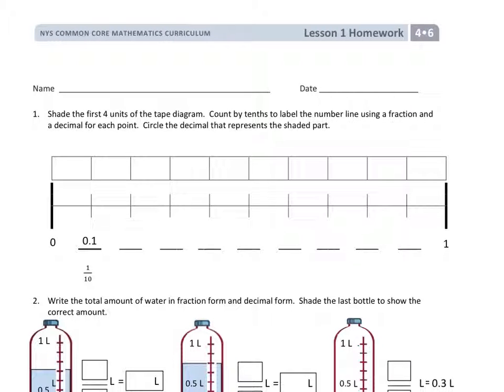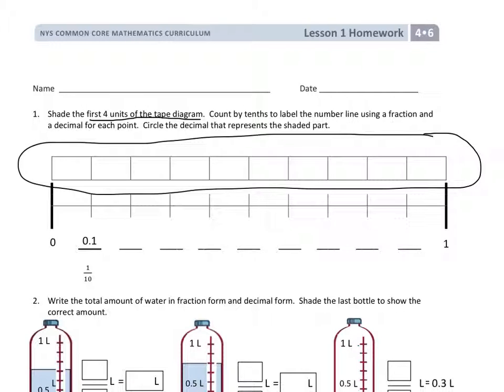Students on tonight's homework should recognize the work that we did in class today. We've moved into fractions with the tenth and hundredth, which are going to make our conversion into decimals something that we're working on. So you can see here in the directions, students need to shade 4 units of the tape diagram. This top part is the tape diagram.